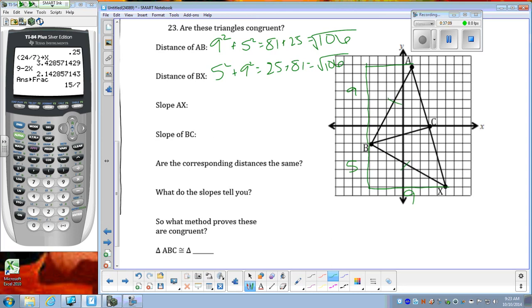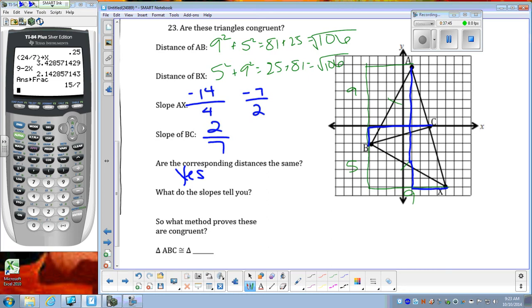Now it's asking me for the slope of AX. Let's see. From A to X, I went down 3, 4, 5, 6, 7, 8, 9, 10, 11, 14. Went down 14, and then over 4. So that simplifies to -7 over 2. For the slope of BC, I went up 2 and then over 7. So are the corresponding distances the same? Yes, the two I found are the same.